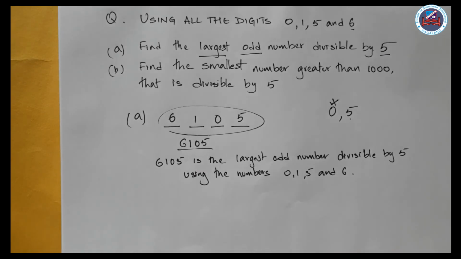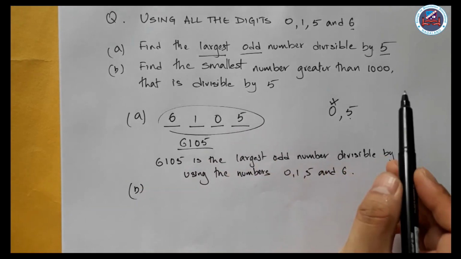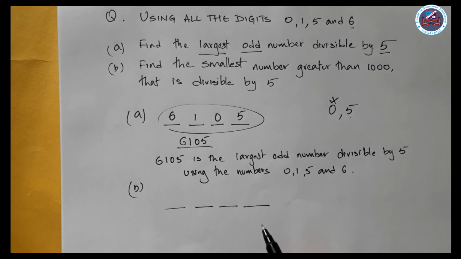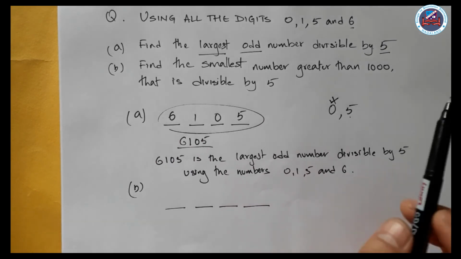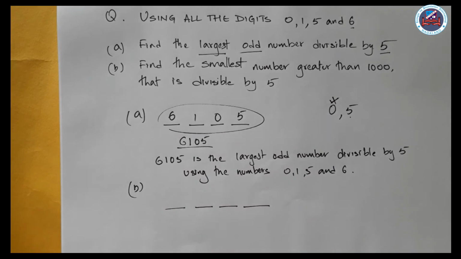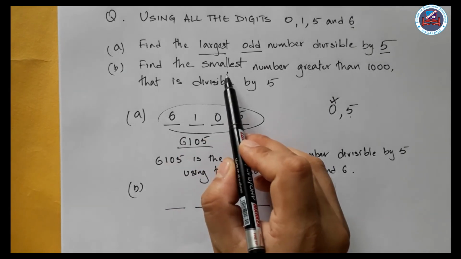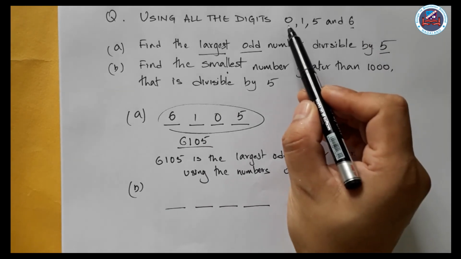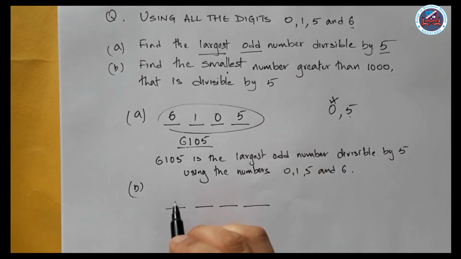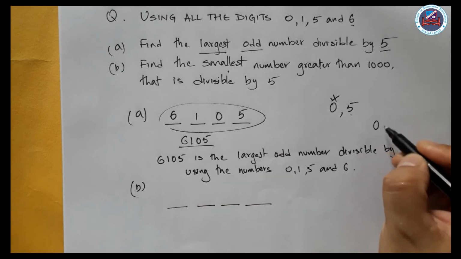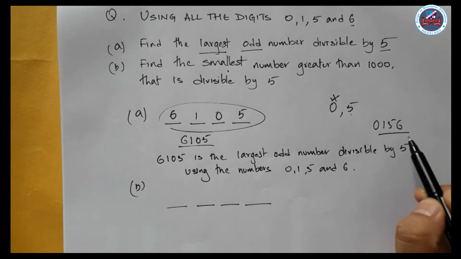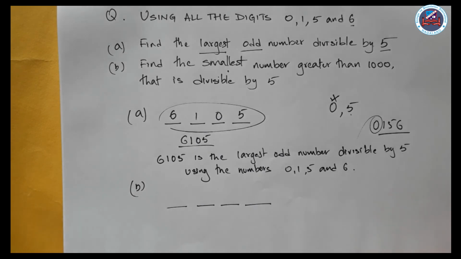Now let's look at question number B. Find the smallest number greater than 1000 that is divisible by 5. I have 4 empty spaces to write the numbers. Now, the smallest number greater than 1000 that is divisible by 5. When we write the smallest number, we use the smallest digit that is there in the number, but we cannot use 0, because if we use 0 in the front, that will not be counted, because if I write 0156, this number is only 156.